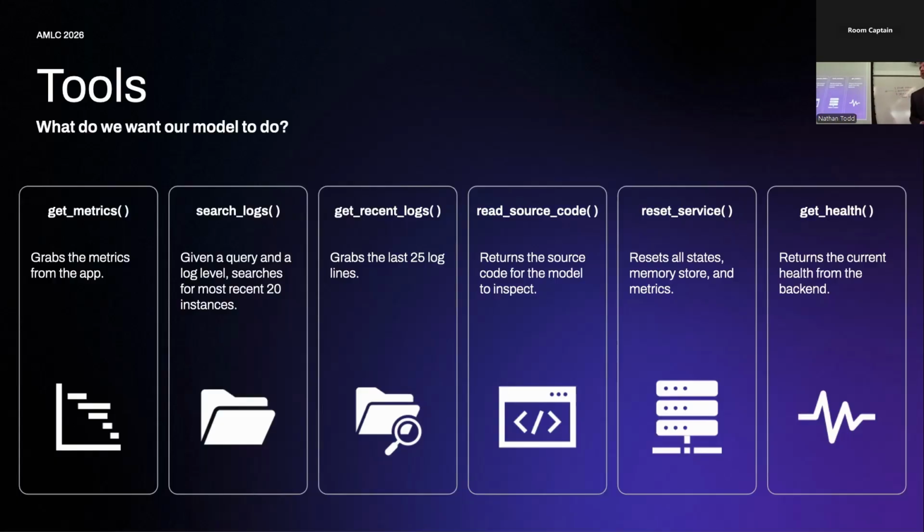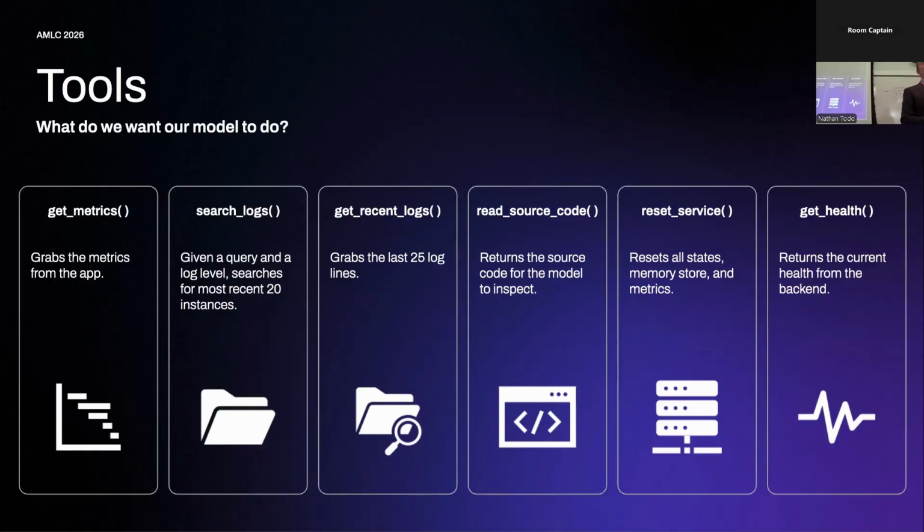We have some other tools such as search logs and get recent logs. Both of those take simple arguments. For search logs, you pass in a query and a log level, and then it returns the log. Get recent logs grabs the last 25 log lines. Then read source code. This is where we attach the source code in our Docker volume, and the agent can take a look at the code files and determine if there's some type of fix. It can actually read through our code, which I think is really insightful, and we'll talk more about how that works in a bit. And then we have reset service.